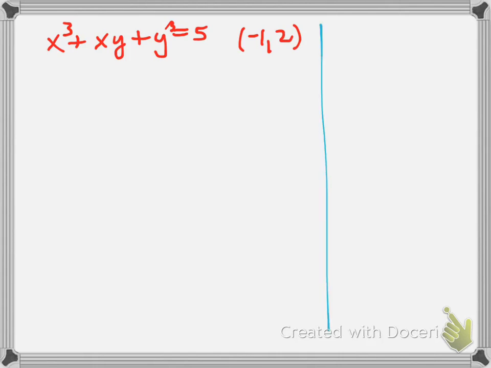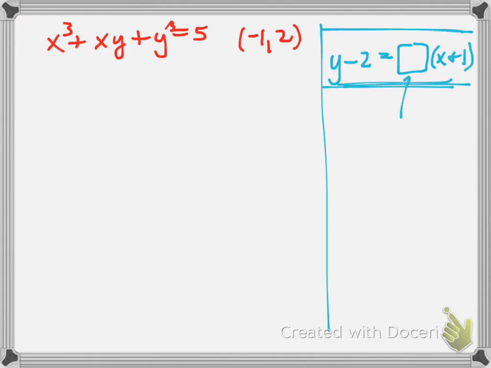So let's get into the derivative here. Remember, my answer is going to be y minus 2 equals some slope, which I can't find until I derive it, times x plus 1. So I already know this is my answer. I just got to find that box right there.